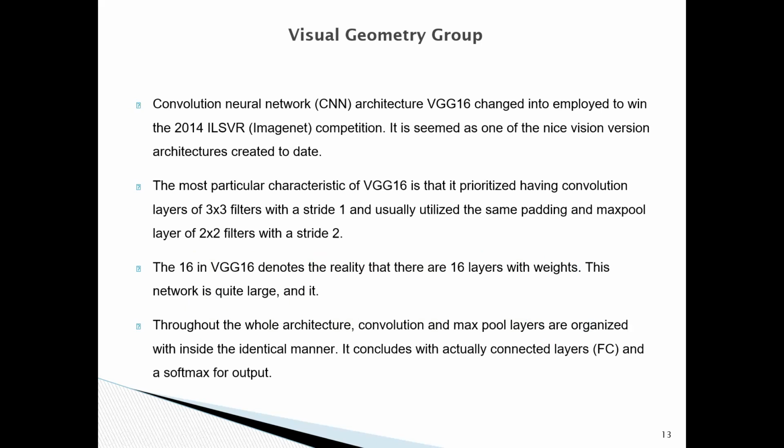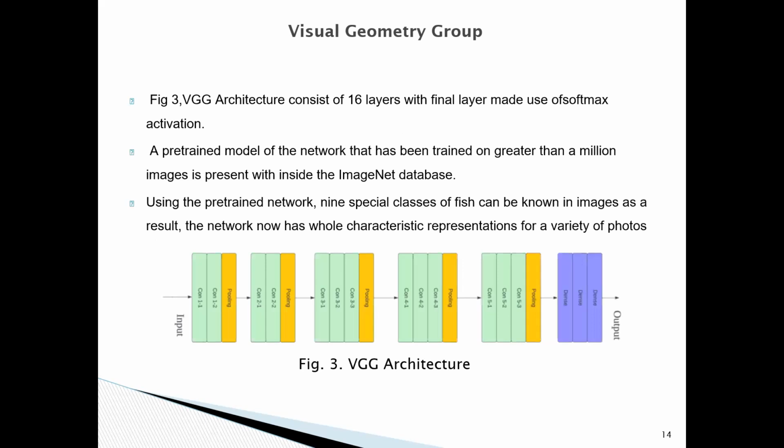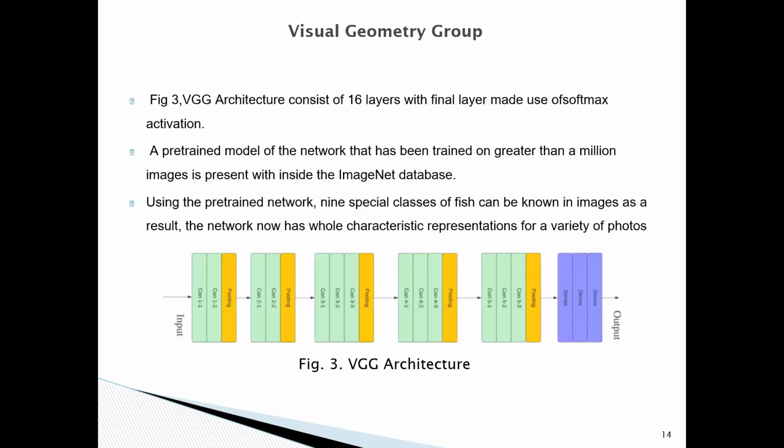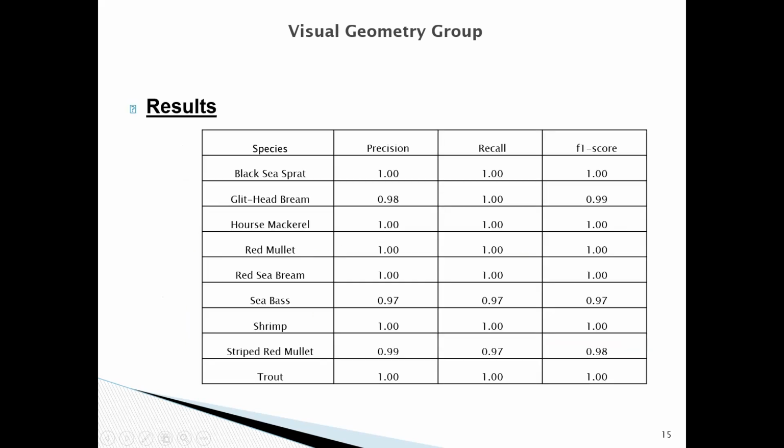Here we have used transfer learning as well, with predefined weights. VGG consists of 16 layers, with two convolution layers followed by pooling layers. After using VGG, we achieved these results here. These are the 9 species with 9 different results.